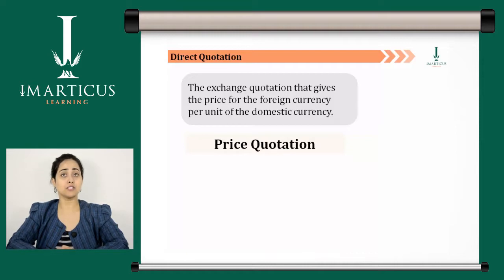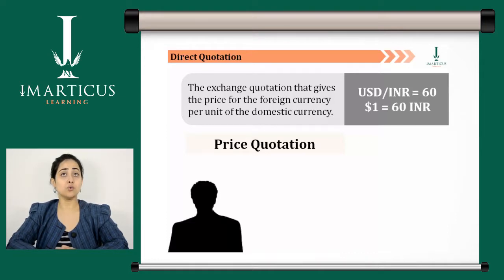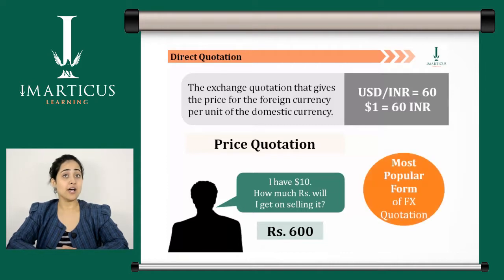Most of the exchange rates in markets such as USD to JPY, USD to HKD, and USD to MXN are also quoted using a direct quotation. As shown on the screen, the rate of USD to INR is Rs 60. This means for $1 you will get 60 Indian rupees in return. So if I have $10, how many rupees will you get on selling? Can you calculate the answer? The answer is Rs 600. If prices are Rs 60 to a dollar, a direct quotation is the most popular form of an FX quotation.